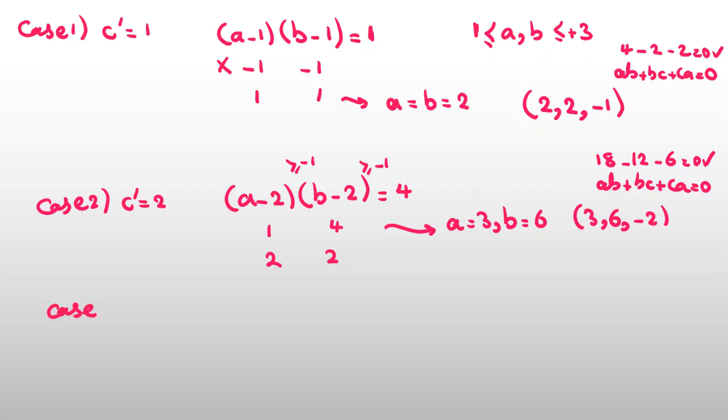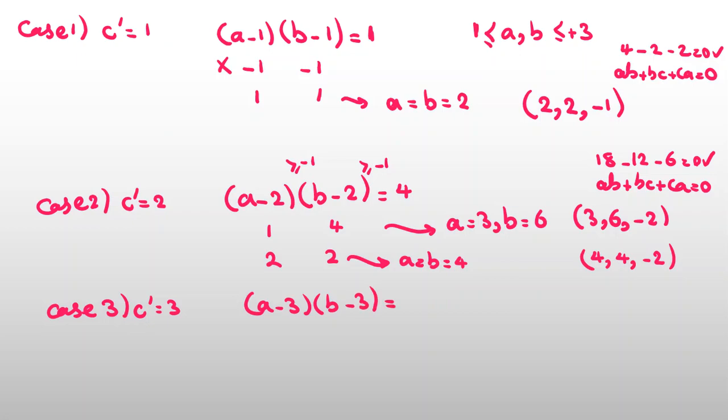Now let's check case 3, C prime is 3, A minus 3 times B minus 3, you should also check this. A equal to B equal to 4, so it will be 4, 4, and C will be negative 2, 4, 4, negative 2, and AB will be 16 minus 8 minus 8 is okay.